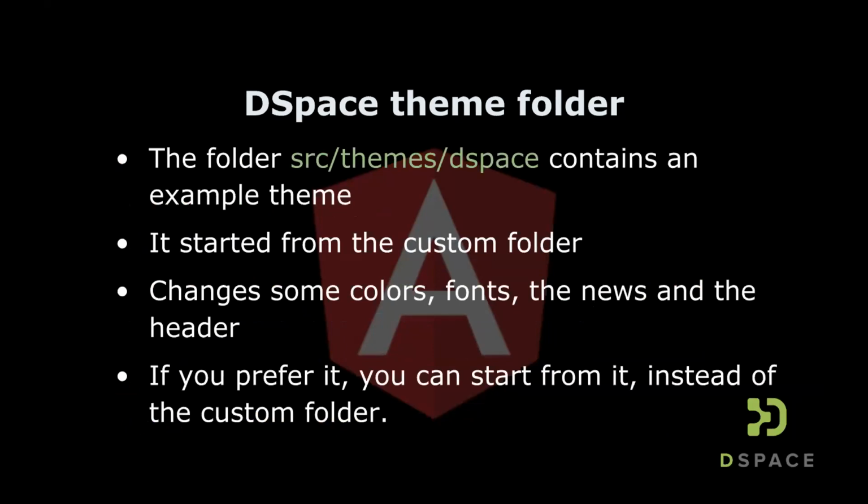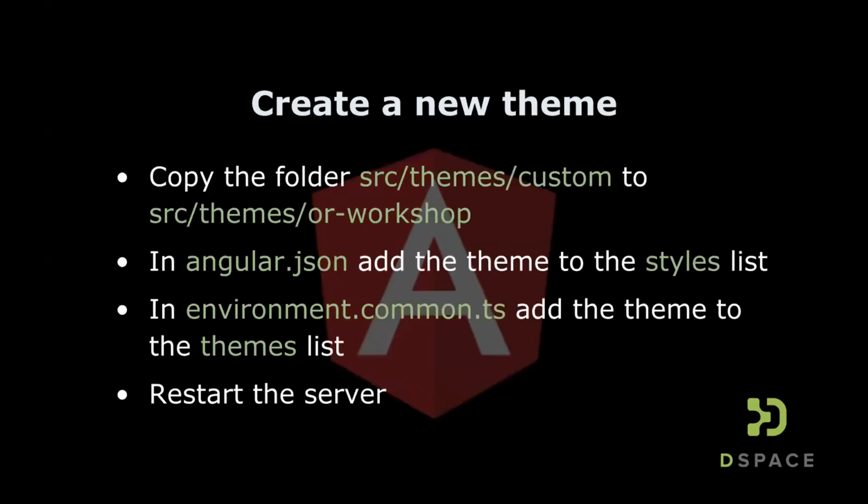There's also a DSpace theme folder, and that contains the theme you see when you go to the demo site right now, and when you install DSpace, by default, it will be enabled. It started the same way from that custom folder. It changes some colors and some fonts, the news and the header. If you prefer to start your theme from it, you can, but we try to stick as close as possible to plain Bootstrap with the base theme, so you have a blank canvas to start from. The DSpace theme makes a few choices, and it may be easier to start from the blank canvas if your theme differs greatly from it.